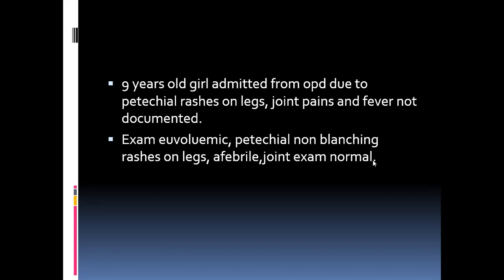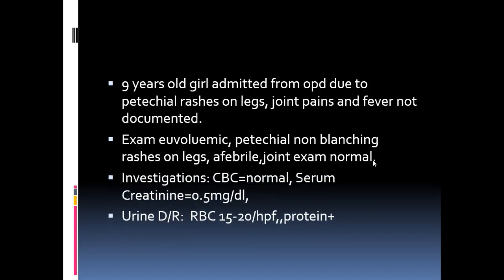Another entity which resembles IgA nephropathy is seen in a case of a 9 year old girl who was referred to OPD because of petechial rashes on the legs, joint pain, and a fever which was not documented. She was euvolemic, not in renal failure, and had non-blanching petechiae all over the extensor surface of the lower limbs. Her CBC was normal, her renal functions were normal, and a urine DR showed mild proteinuria and microscopic hematuria. So considering her clinical presentation with microscopic hematuria, we made the diagnosis of HSP nephritis.